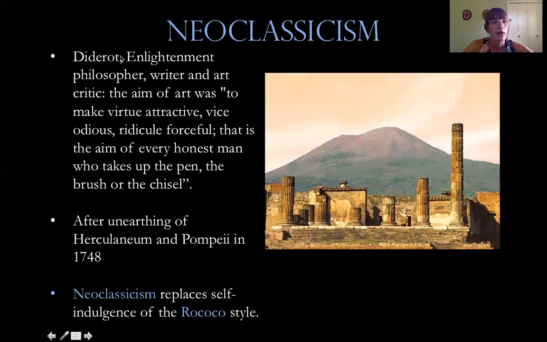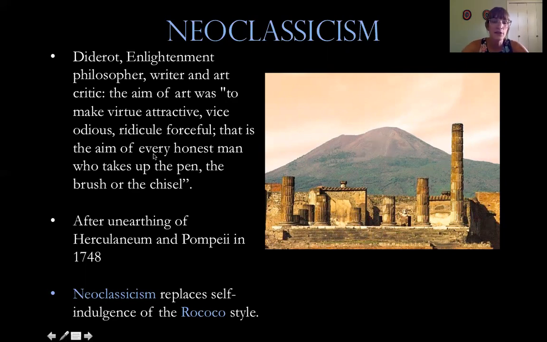We have to think about a key writer at the time, a philosopher, Diderot. He was not only a philosopher, but also an art critic. He wrote about art that the aim of art should be to make virtue attractive and make vice odious, right? Make virtue look wonderful, something to aspire to, and then make vice look horrible. And this is the aim of every honest man who takes up the pen, brush, or chisel.